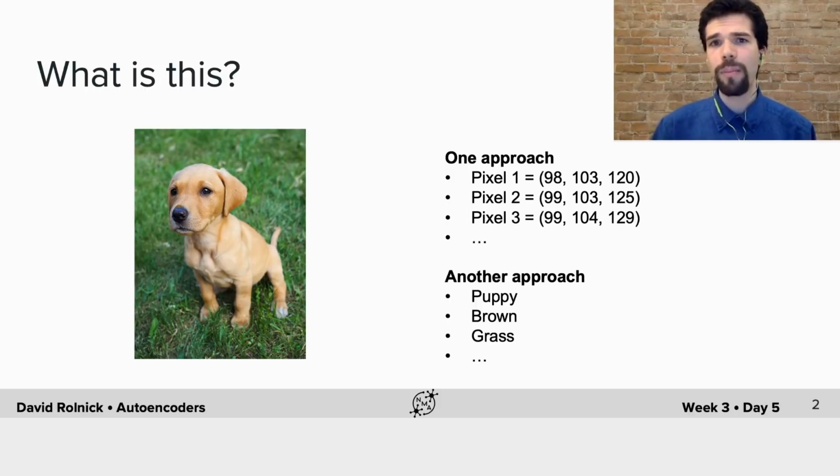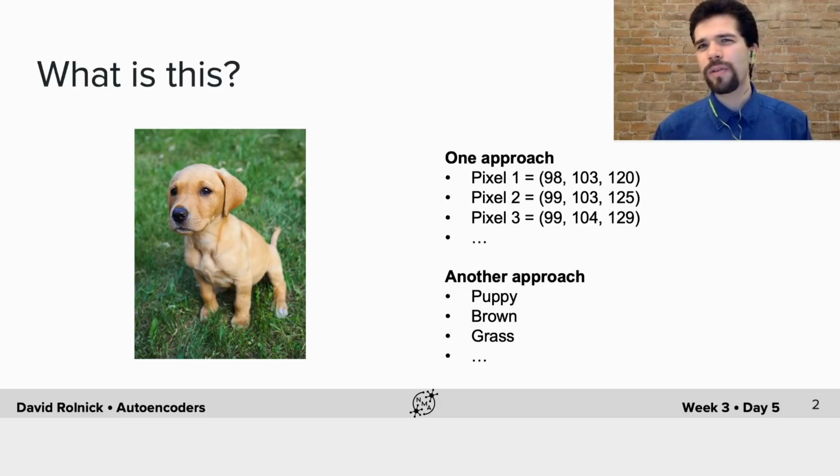So brown puppy makes the image even clearer for me. Brown puppy sitting on grass is even clearer. Within a few words, I have a very clear image in my mind. Whereas with the first approach, I don't have any image in my mind. Even if I were able to keep track of all those pixels, I wouldn't have any picture until the end, until I'd gone through basically all of the pixels.